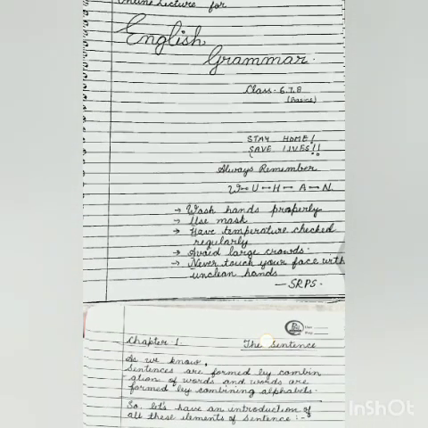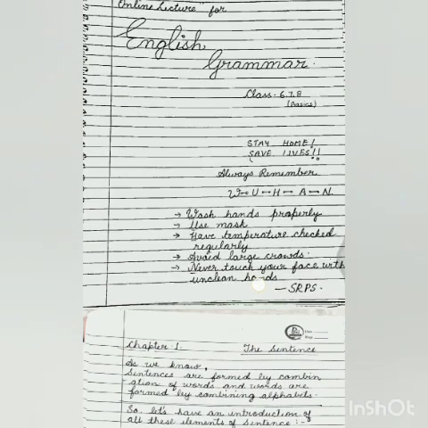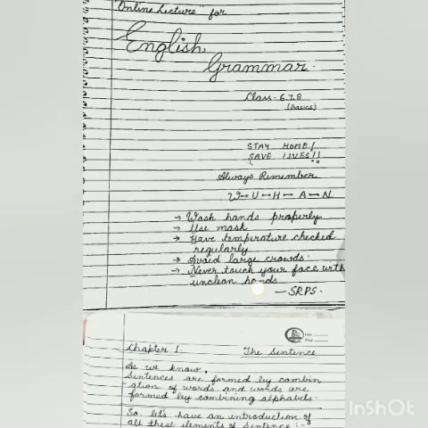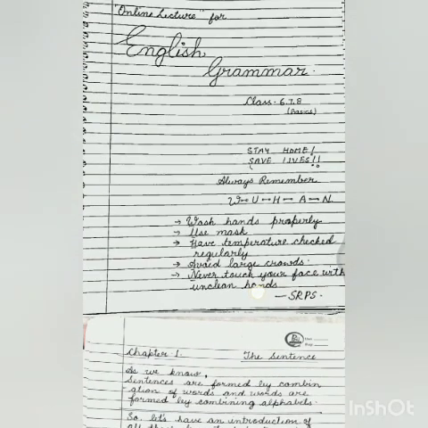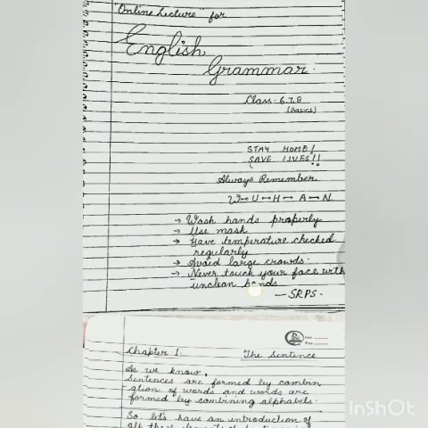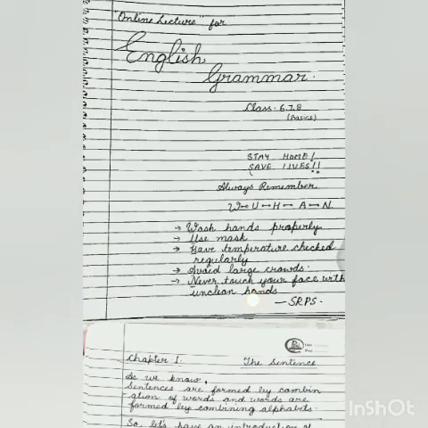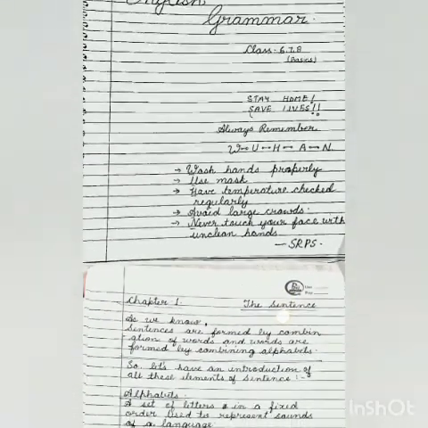Wuhan, you know what is Wuhan? Wuhan is the place where the first coronavirus case was found. That was Wuhan, the place. So there's a derivative from Wuhan. W means wash hands properly. U means use mask. H means have temperature checked regularly. A means avoid large crowd and N means never touch your face with unclean hands.